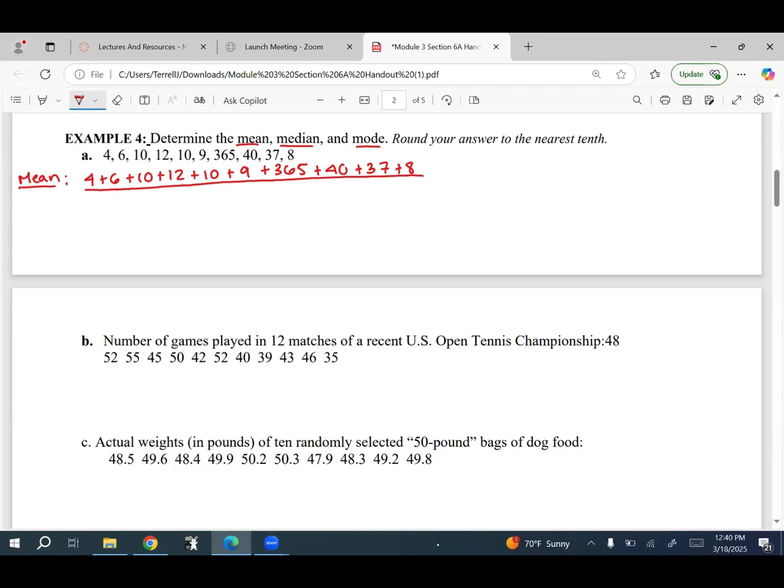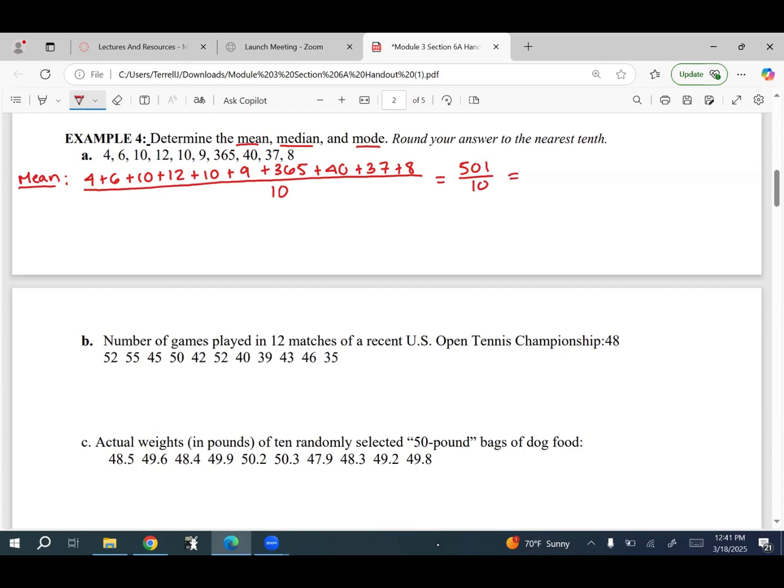And you will divide that by the total number of data values there are. So there's 1, 2, 3, 4, 5, 6, 7, 8, 9, 10 values there. That is how you find the mean. So summing all these data values, you get 501 on top divided by 10.